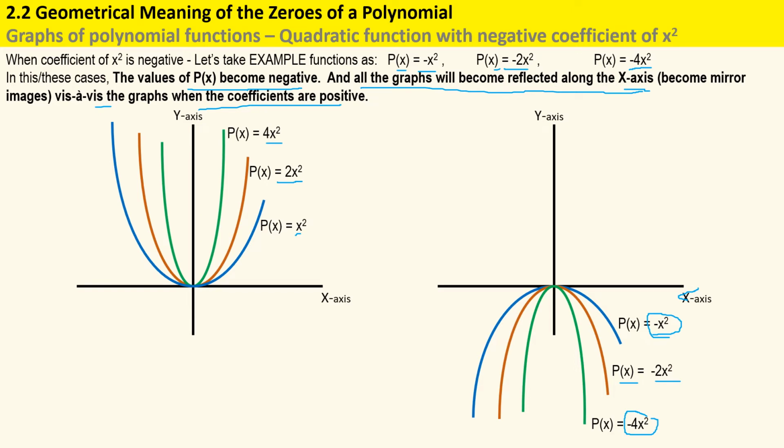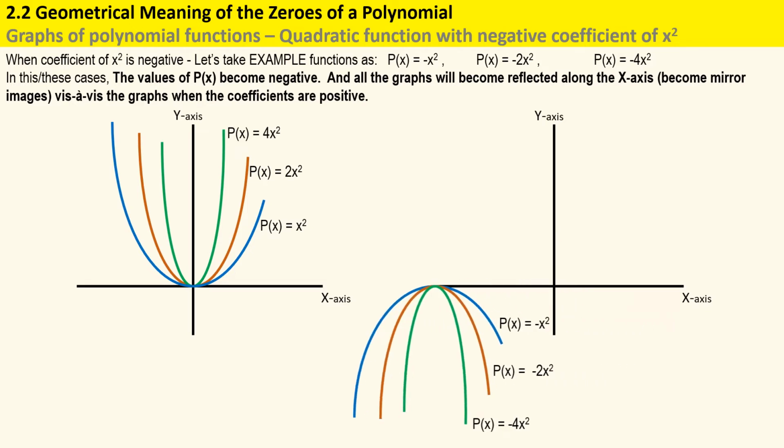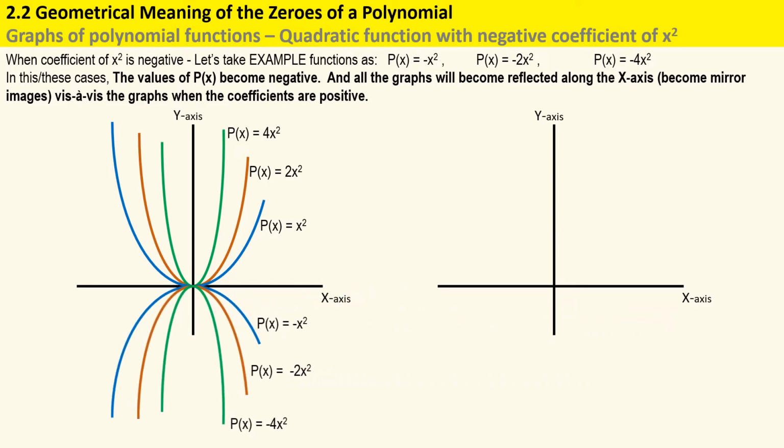when the coefficient of x² becomes negative, the graph becomes like a mirror image, or gets reflected along the x-axis. So if we just remove the lines here, let's see how this looks. If you use the same pair of x-axis and y-axis, you can see that they look like images of each other, and if you put a mirror along the x-axis, you will see as if these things are getting reflected. So when the coefficient of x² is negative, the graph becomes reflected along the x-axis.